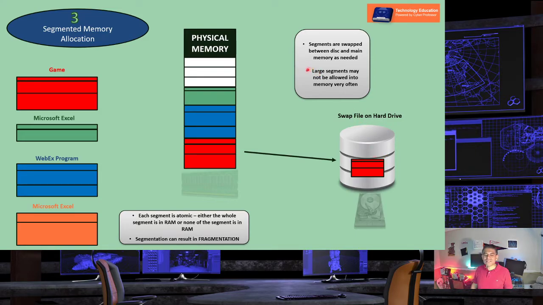So in this case, we see that the segments are swapped between disk and main memory as needed, meaning back and forth. Large segments may not be allowed into memory very often. So if you moved a segment into the hard drive and then you try to bring it back to physical memory, but it happens to be that your physical memory is almost full, you will not be able to move that large segment back into physical memory right on time for the processing of the CPU. So that's one of the challenges that you will be facing when you are utilizing the swap files.